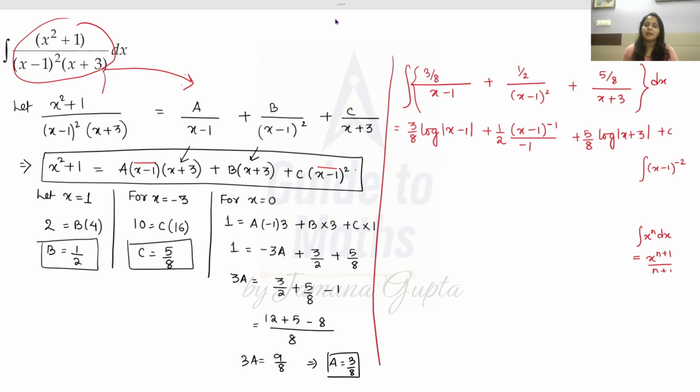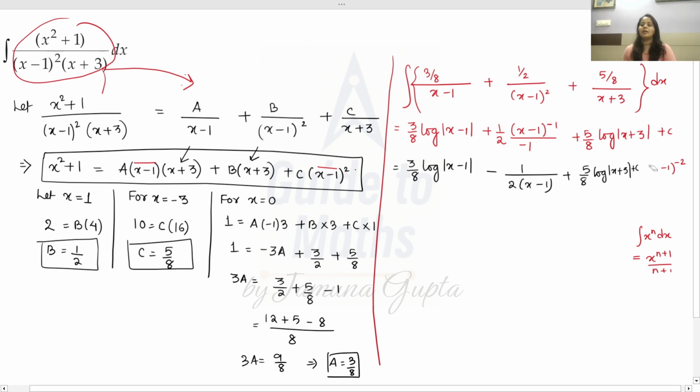So your final answer will be 3 by 8 log of x minus 1 minus 1 by 2 times log of x minus 1 plus 5 by 8 times log of x plus 3 plus c. Alright, I hope you have understood this one.